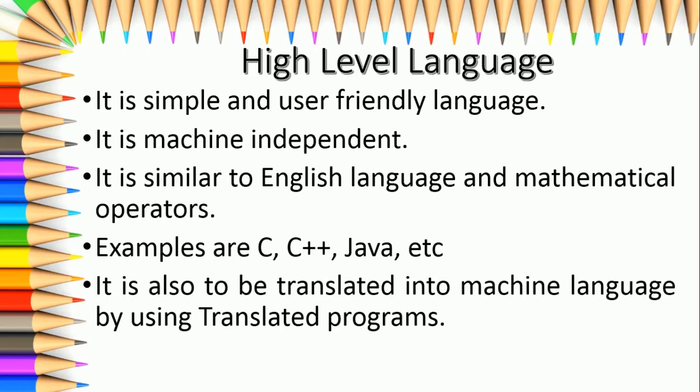It is similar to English language and mathematical operators, which you have learned in QBasic. In QBasic we were having plus, minus and that all. So everyone knows mathematical operators, plus, minus, relational operators, greater than, less than. So you can use all these things over here in high level language. Examples are C, C++, Java. It also has to be translated into machine language. Yes, please remember, in assembly language and in high level language, you have to translate it. You need a translator. But in machine language we don't need it, because it is already in that same language.